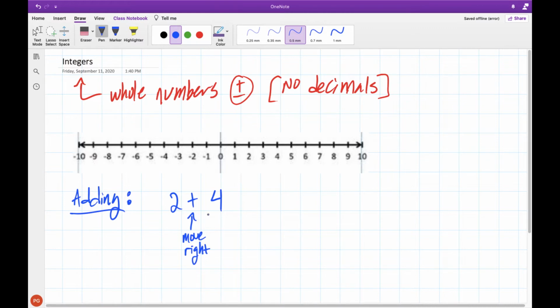Now, what this expression tells us is that we want to start at 2, and then we want to move right by 4. So on our number line here, if this is our starting point at 2, we want to move right by 4 units. So 1, 2, 3, 4. And we're going to end up at 6. So the answer to this, 2 plus 4 equals 6.